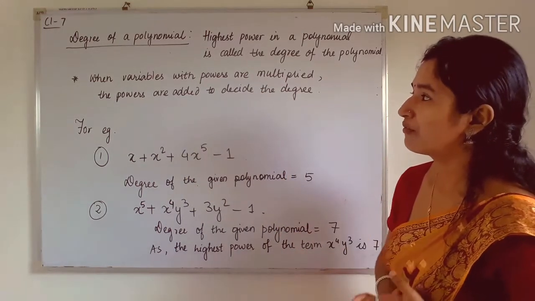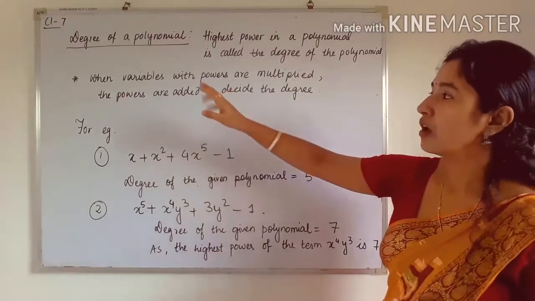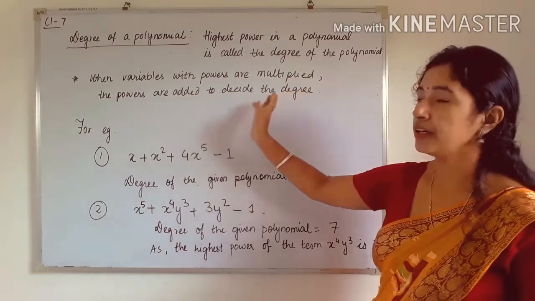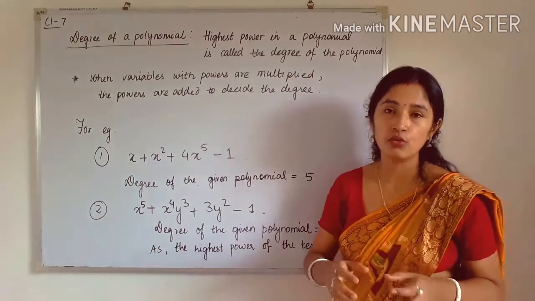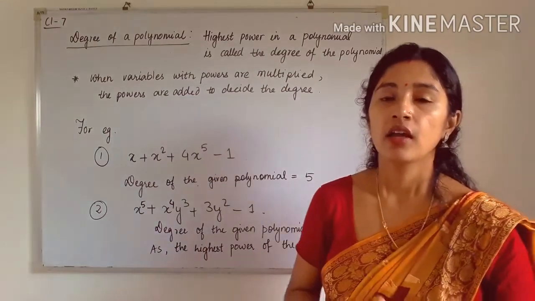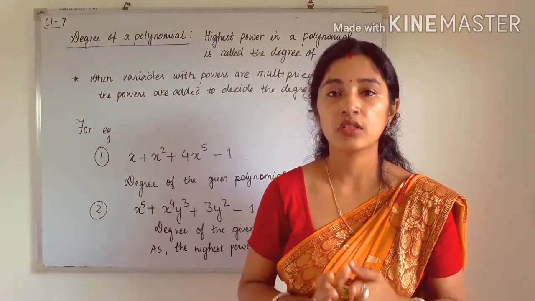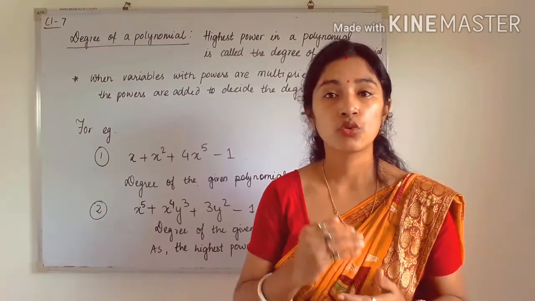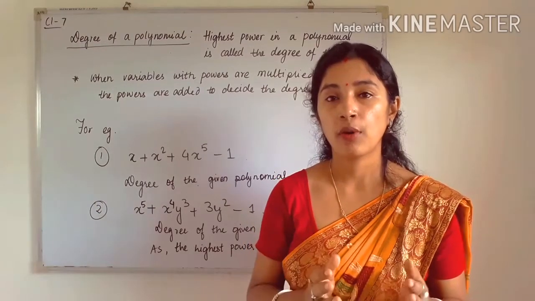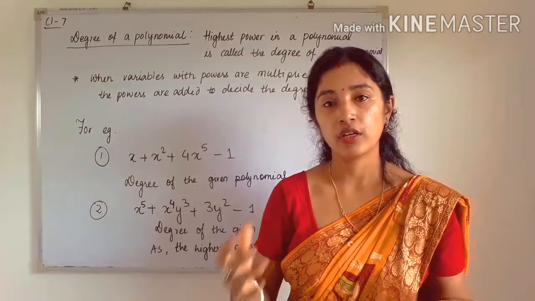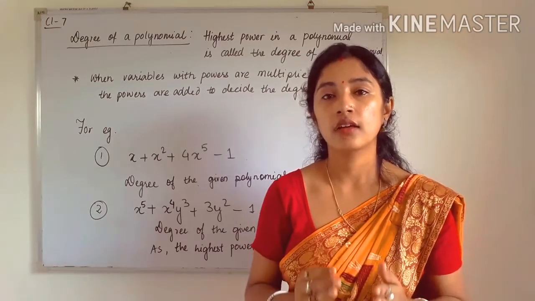One more thing you have to remember: suppose variables are multiplied in a polynomial. I have written this: when variables with powers are multiplied, then the powers are added to decide the degree. That means if two or more variables are multiplied, then to find the degree we have to add the powers. Suppose it is x square, that is x raised to the power 2, into y to the power 4. So we have to add the powers. The power of x is 2 and the power of y is 4, so 2 plus 4 will be 6. That is, 6 is the degree of the polynomial.